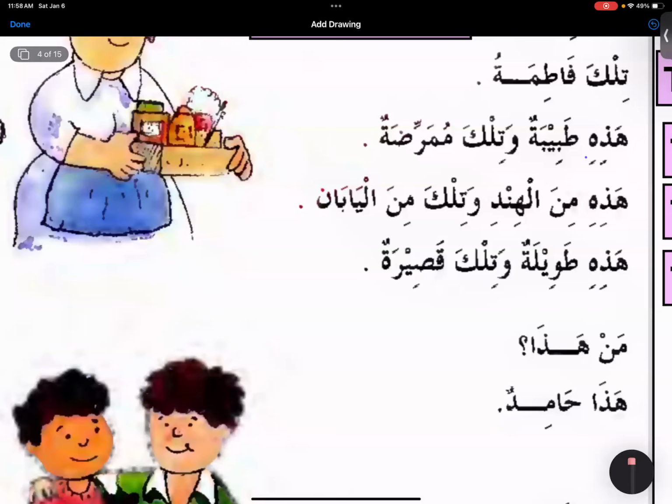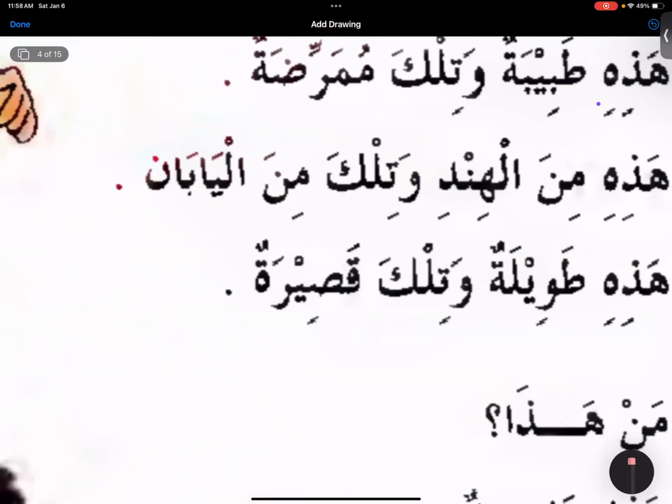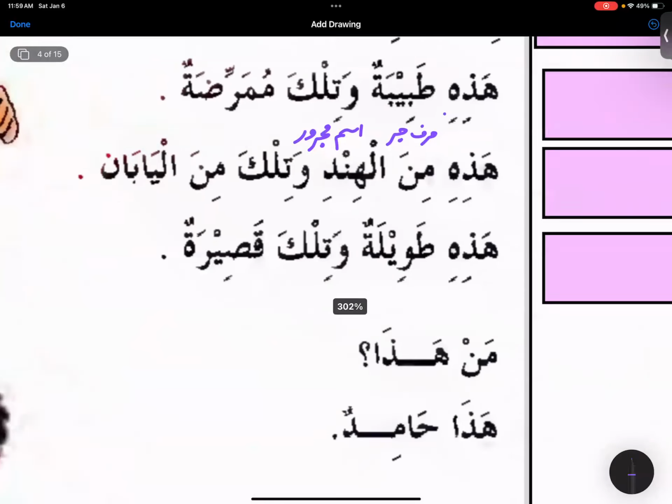Okay, how are we going to label it? Min al-Hindi. We say min is harf jar and Hindi is ism majroor. Jar and majroor. Very good. I don't want you to forget this term. And same over here, min al-Yabani: min is harf jar and Yabani is ism majroor. Very good. Now, next one.